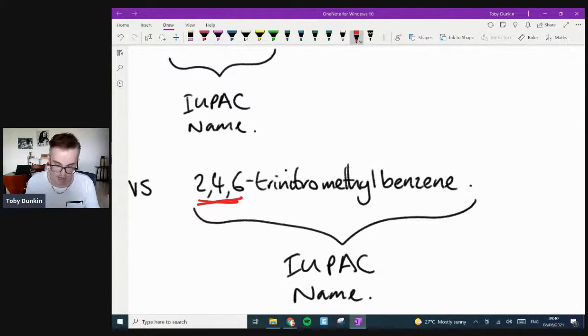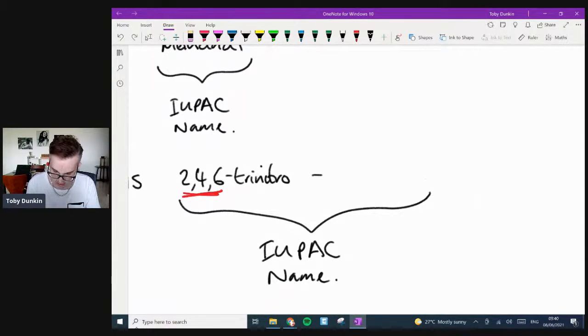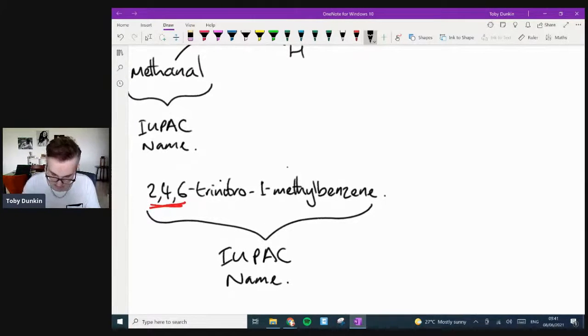Now I've got numbers. Technically, by the way, you can also include a 1 here if you like as well. They don't mind that. You wouldn't bother, but you can. I'm tempted to actually put it in just to make it easier for me to show you how the naming is built. I'll actually add that in. I prefer it. 1-methyl benzene. So I can now build that based on my understanding of the name.